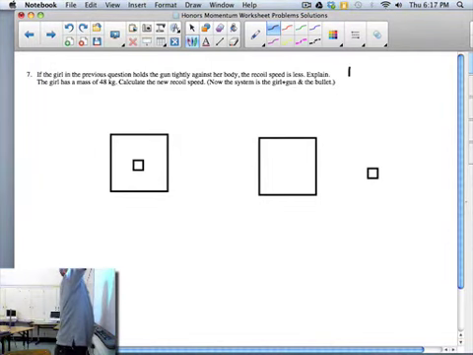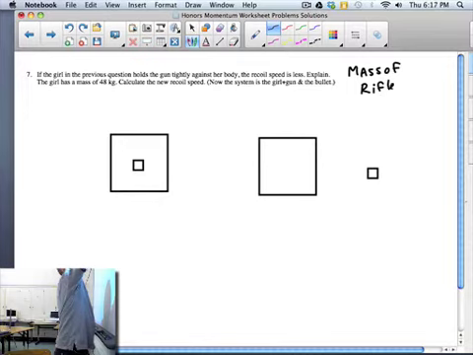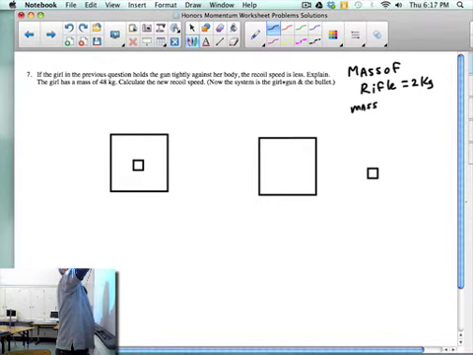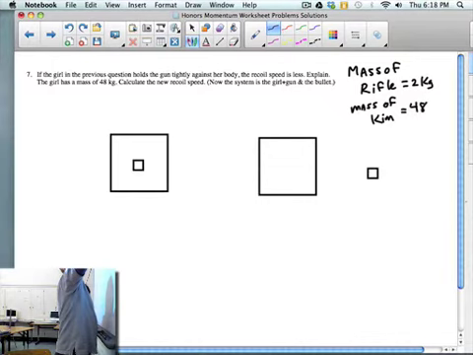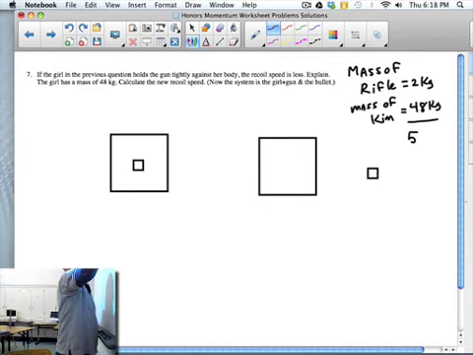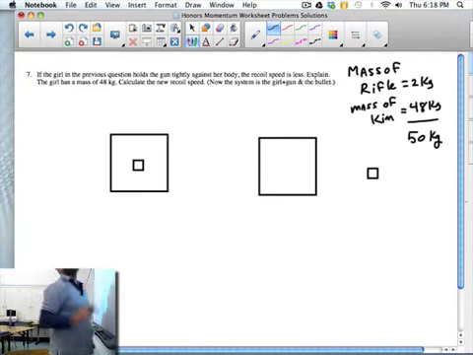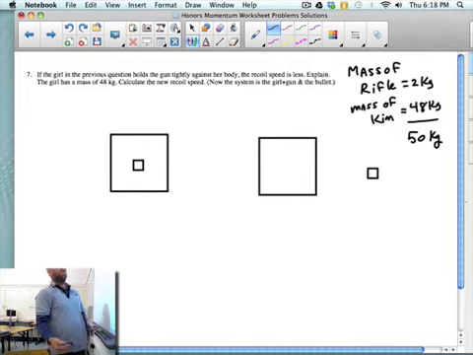So as far as explanation, the mass of rifle was 2 kilograms, I believe. But now the mass of Kim is added to that, which was 48 kilograms. So it's like the rifle now has a mass of 50 kilograms, which is a dramatic difference from 2 kilograms, right?